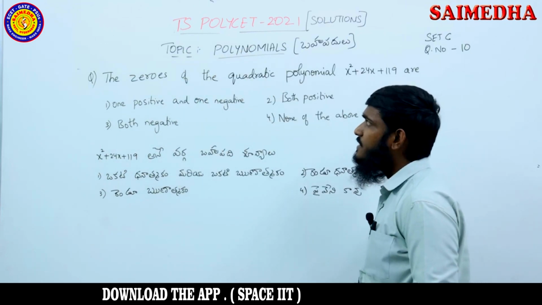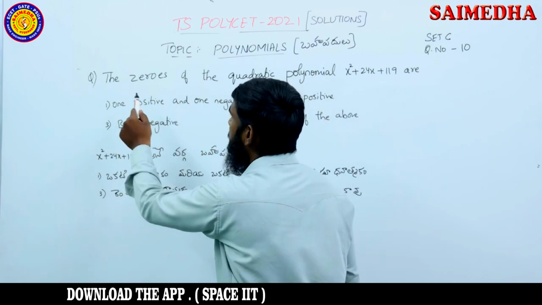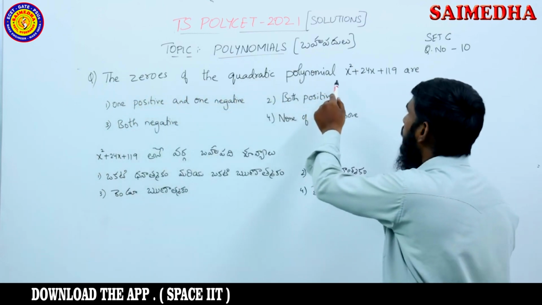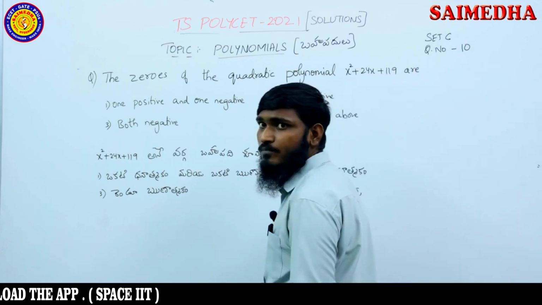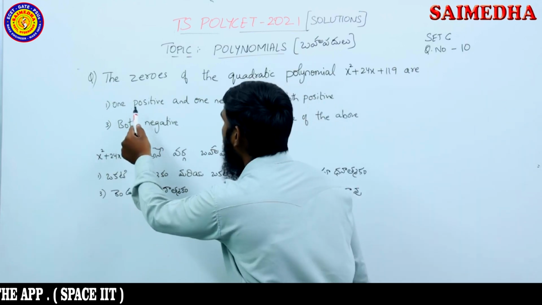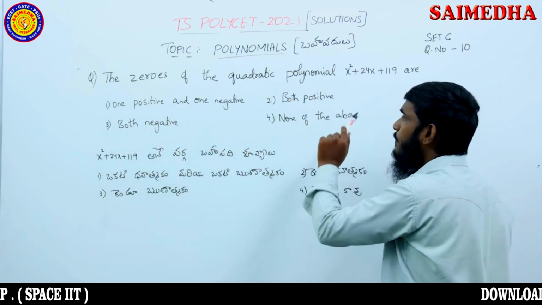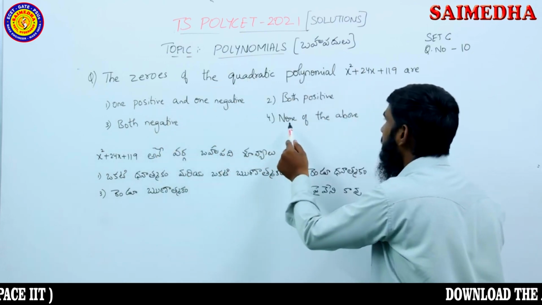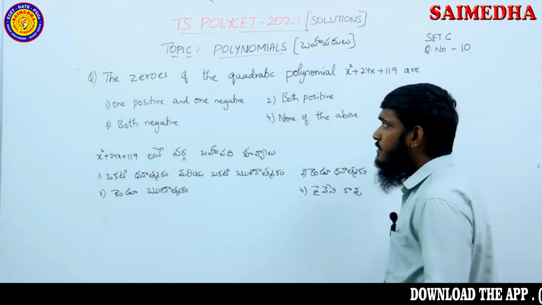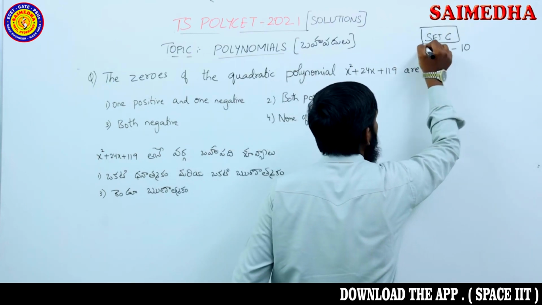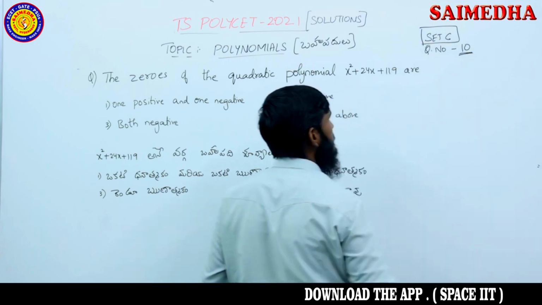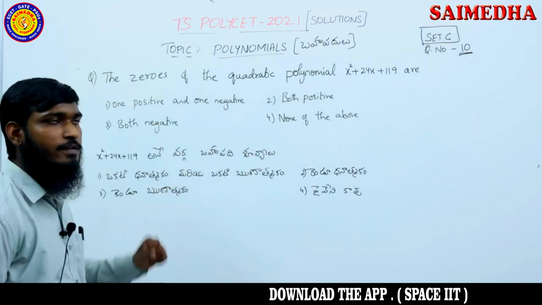Let us see the first question of the polynomials: the zeros of the quadratic polynomial x square plus 24x plus 119 are. What are the options given over here? One positive and one negative, both positive, both negative, or none of the above. This question was asked in your set C, and the question number is 10. Let us solve this one.